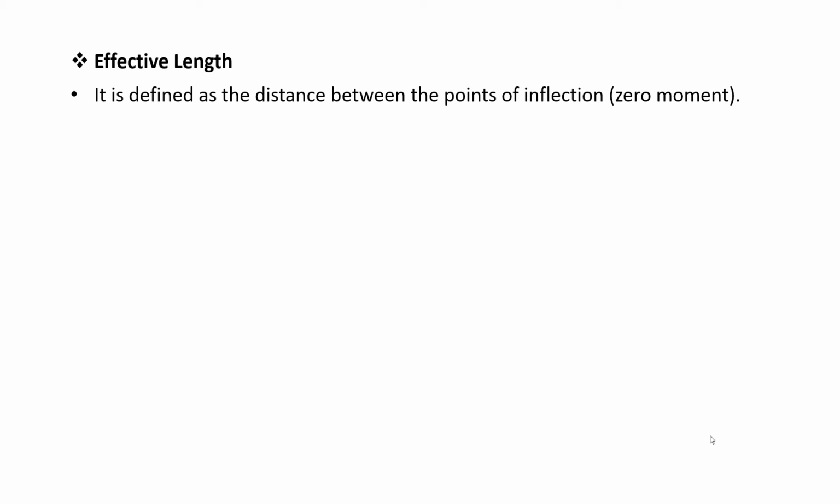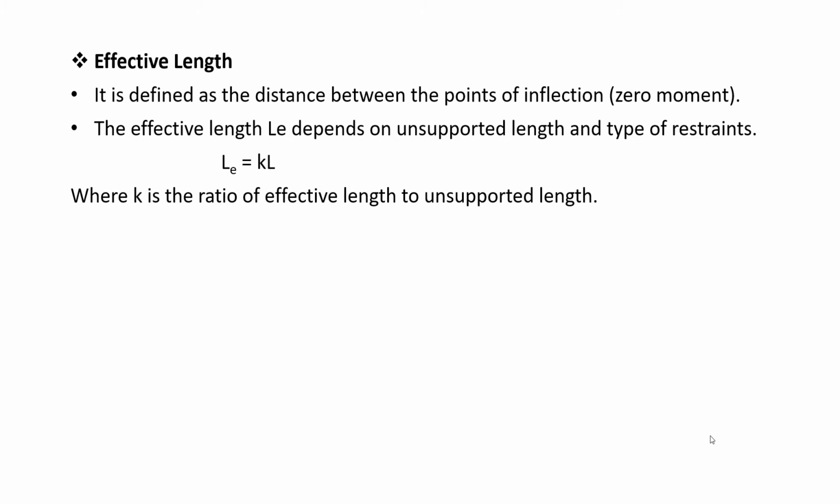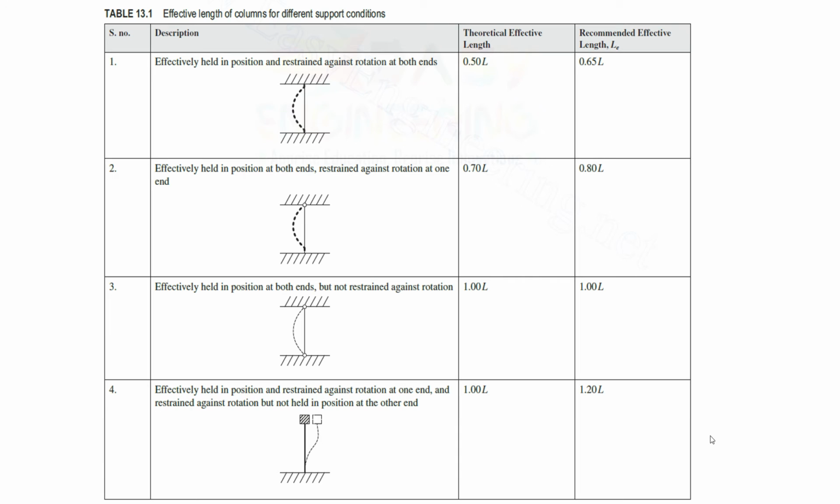However, the effective length is the distance between the points of inflection, that is, the points of zero bending moment, and the effective length depends on the unsupported length and the types of restraints. For different types of restraints, IS 456 has given a table. In this table, for the first case, when both ends of the column are fixed, we will take the effective length of the column as 0.5 L.